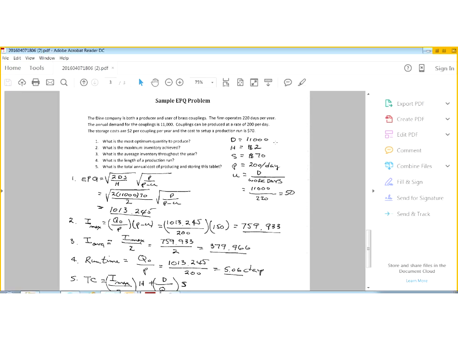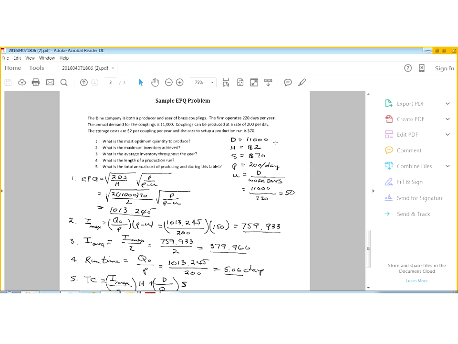So the time it takes and the cost of preheating that oven to the desired temperature is essentially the setup cost. So we're going to write our variable values. Now in this case, the annual demand is given for us, so there's no calculation needed there. The annual demand is 11,000, okay?